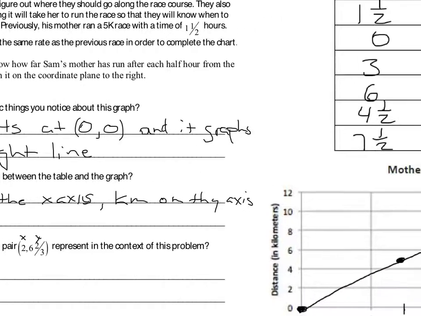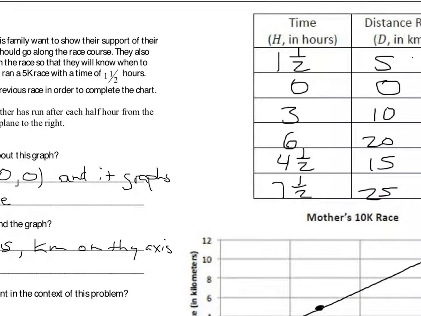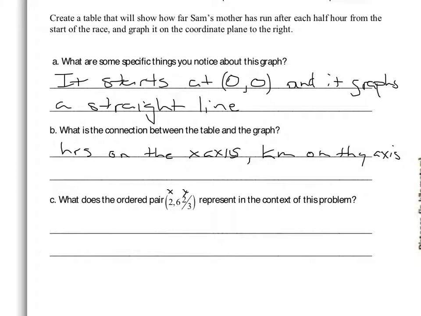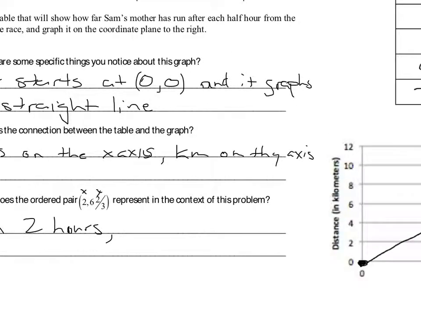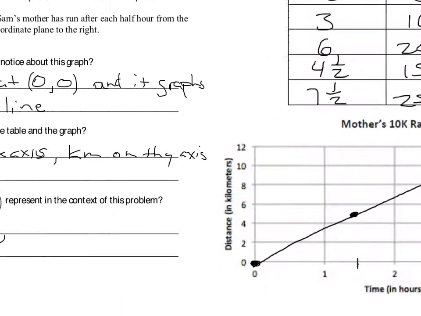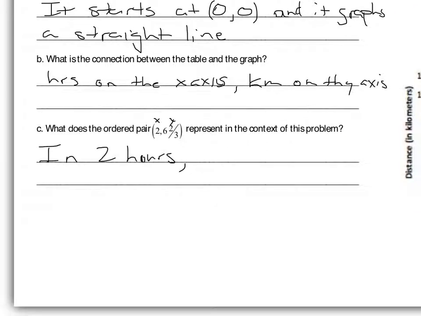So as we go back, we should see that our x's are hours. So this means that in 2 hours, coming over here to y, y is the number of kilometers that she's run. In 2 hours, she runs 6 2/3 kilometers.